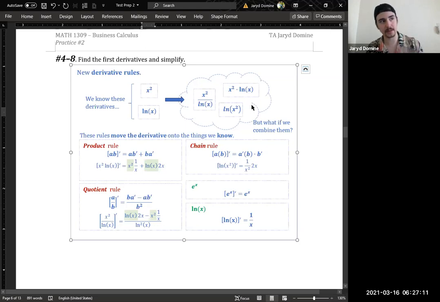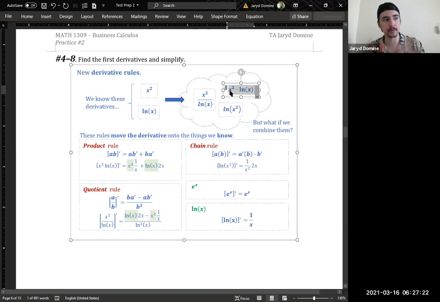So really what's happening is these rules are moving the derivative from something you don't know to something you do know. If I have x squared times log x, I don't know that derivative, but using the rules, I'll end up with a derivative on just x squared and a derivative on just log x, and I know how to do those. So these rules move the derivative to something that we know how to do. Okay, I'm just going to review them real quick.